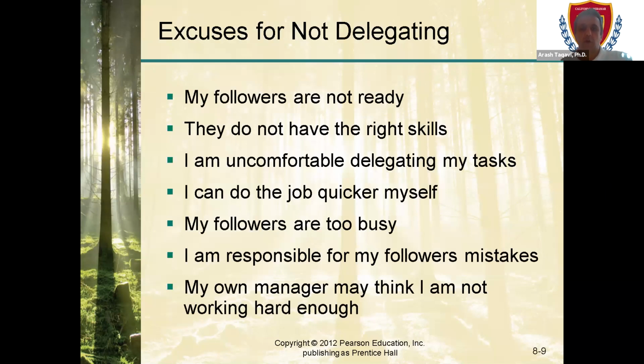Two, they don't have the right skills. Yes, I know they don't have the right skills. What's the outcome of delegation? The outcome of delegation is skill training. The basic part of delegation is skill training. Yes, they don't have any good and right skill just now.